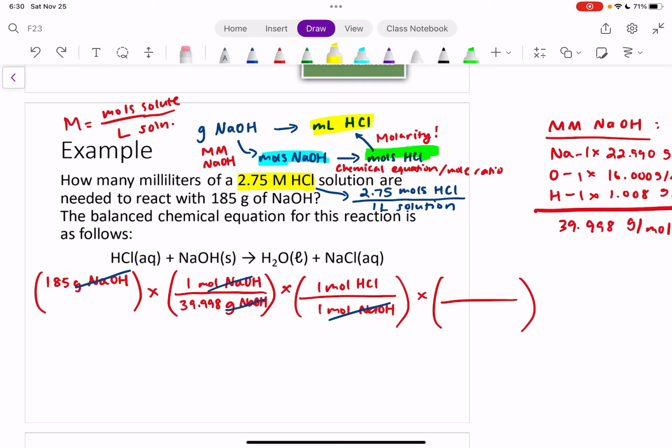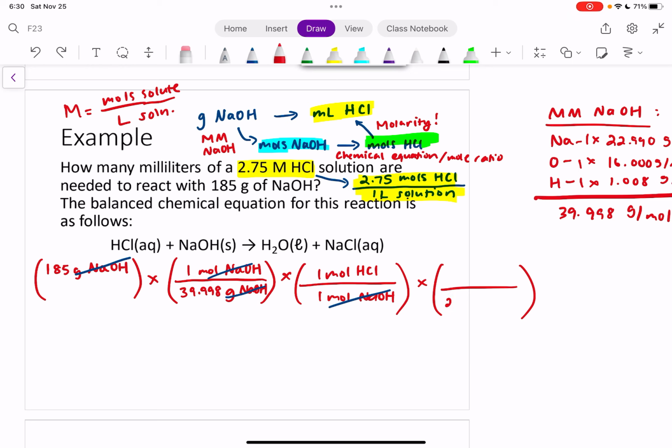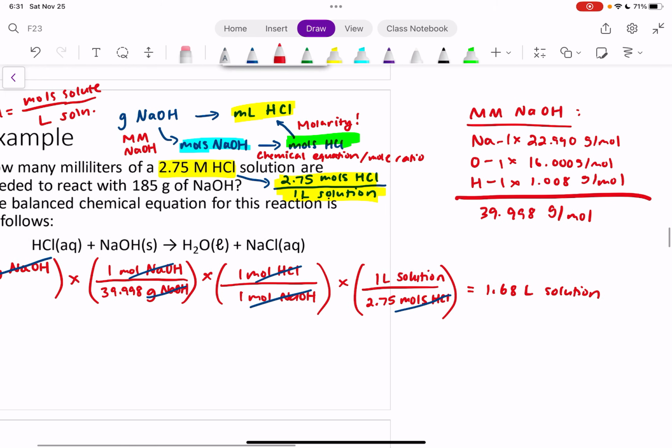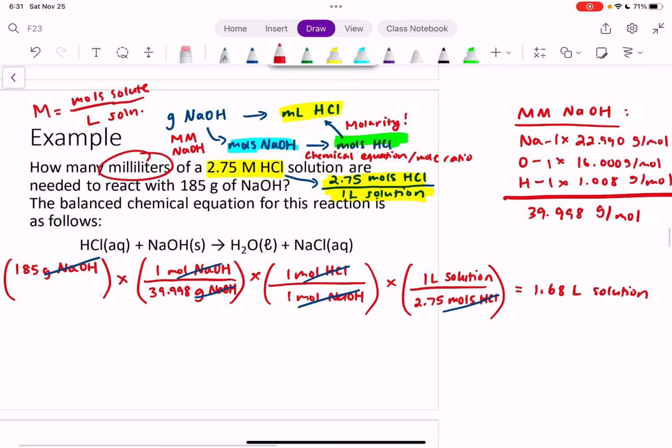Okay, getting kind of messy here, but that's okay. So we can use this as a conversion factor over here. So let's do that. So we got 2.75 moles of HCl in 1 liter of solution. And that's great. That would give us liters of solution. But we also want to get to mils. So I'm actually going to do that in our next step. So let's just get a number out of here. That's going to give me 1.68 liters of solution. And we want to get to milliliters. So that's going to be 1680 milliliters of solution.